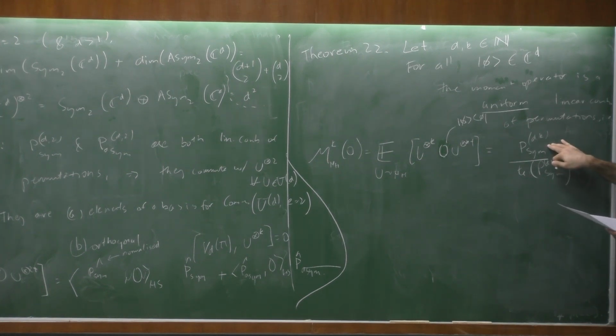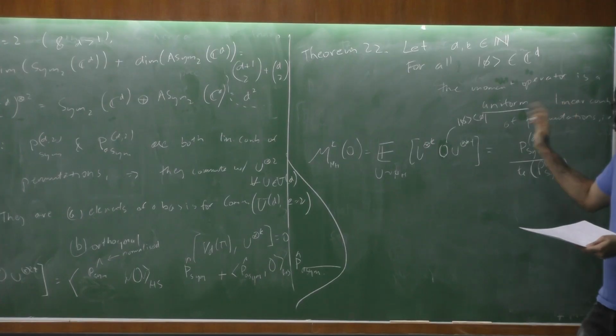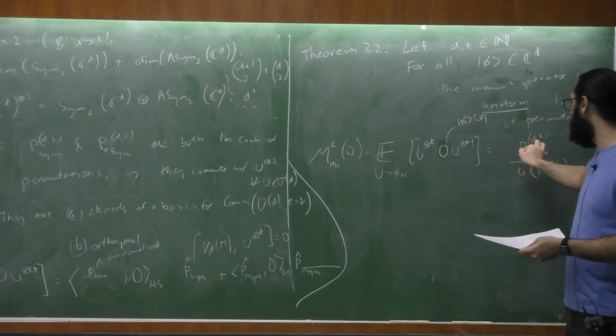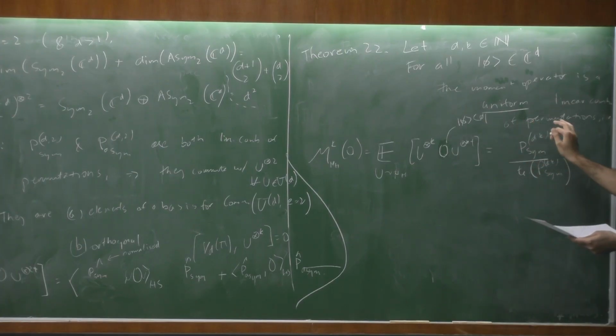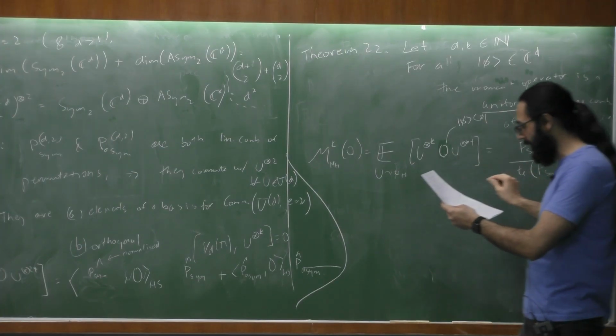So P symmetric decay is just the sum of all permutations, right? So basically the coefficients are all 1. We knew already that it is spanned by the combination of permutations by Schur-Weyl duality. This is saying that the coefficients are equal. That's what remains to be shown.